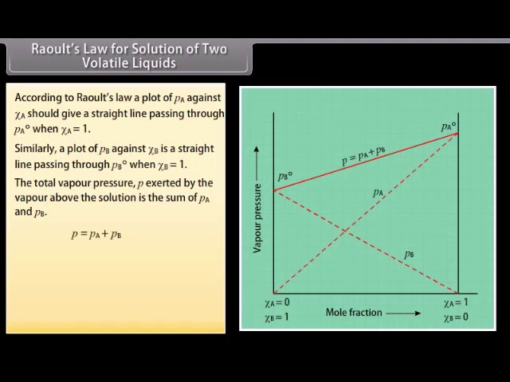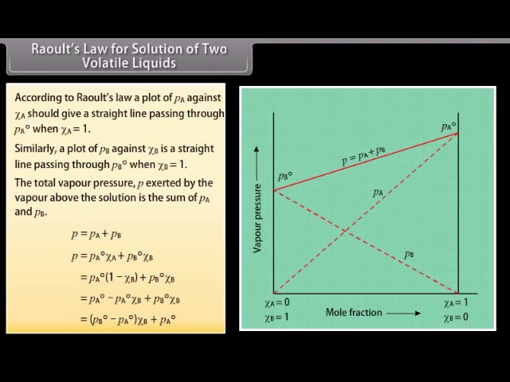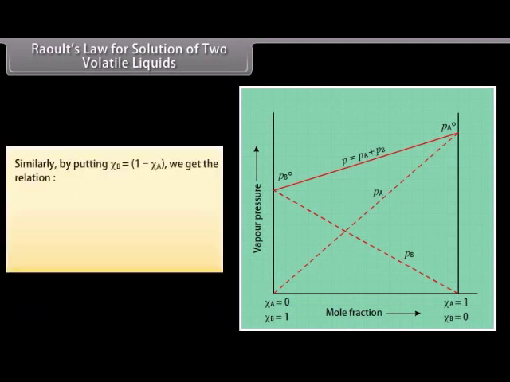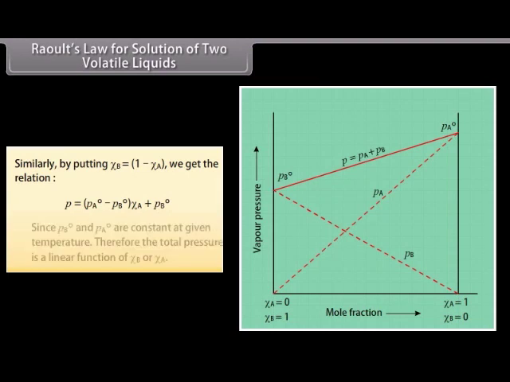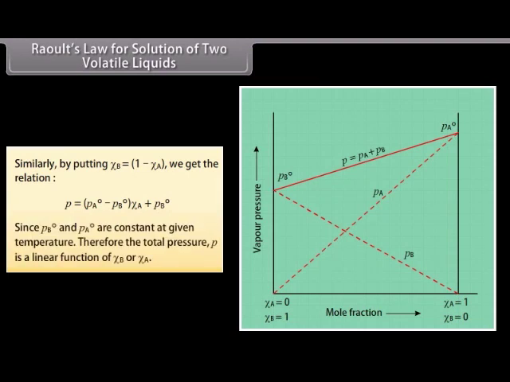P = PA + PB. By putting XA = 1 - XB, we get the relation P = (PB° - PA°) × XB + PA°. Similarly, by putting XB = 1 - XA, we get the relation P = (PA° - PB°) × XA + PB°. Since PB° and PA° are constant at given temperature, therefore, the total pressure P is a linear function of XB or XA.